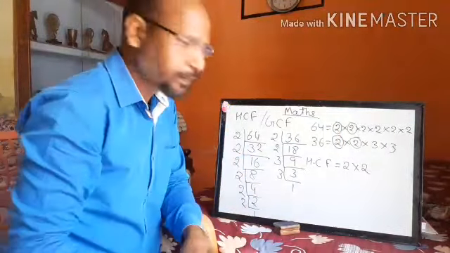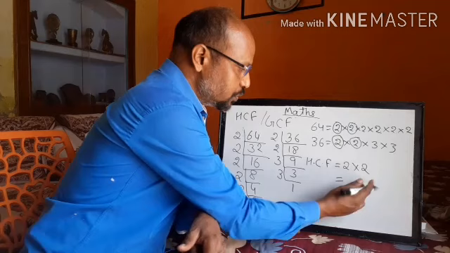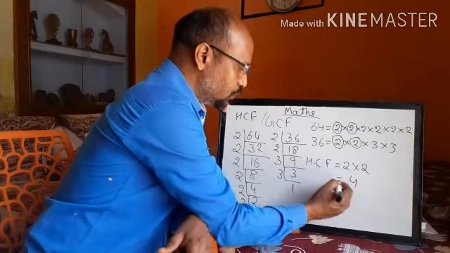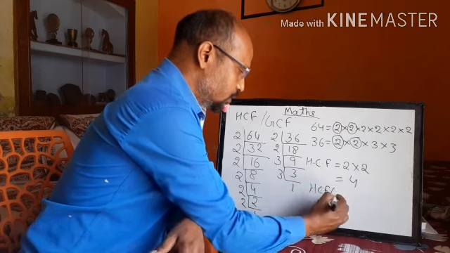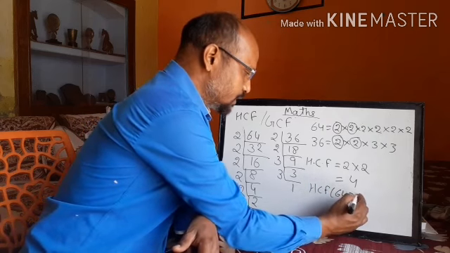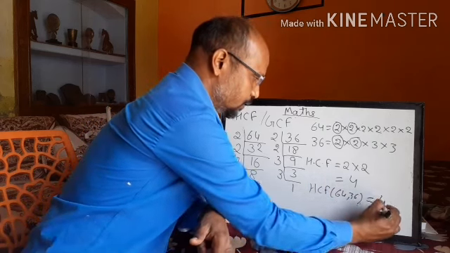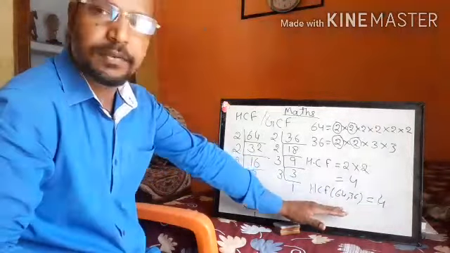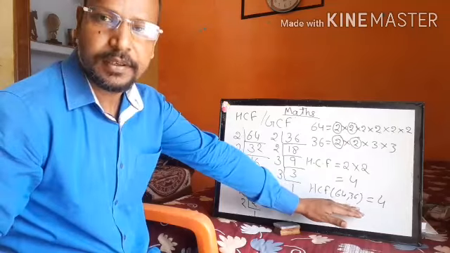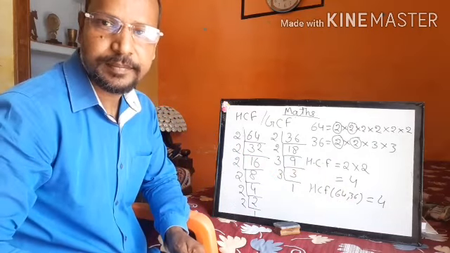So now we have 2 into 2, that is 4. So 4 is the HCF of 64 and 36.